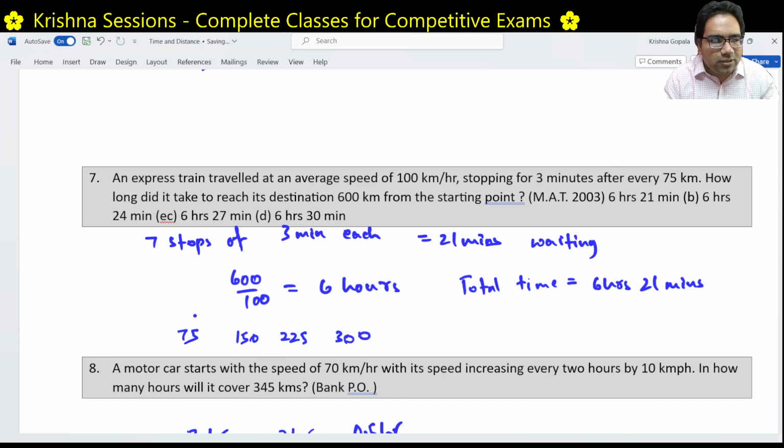It will stop 3 minutes here, 3 minutes here, 3 minutes here, and this is anyway the destination, right? So we don't need to count 4 times. The waiting time is not 4 into 3. The waiting time is 3 into 3. If the destination is 600 kilometers, then at 600 you don't need to count, right? Total 7 stops only.